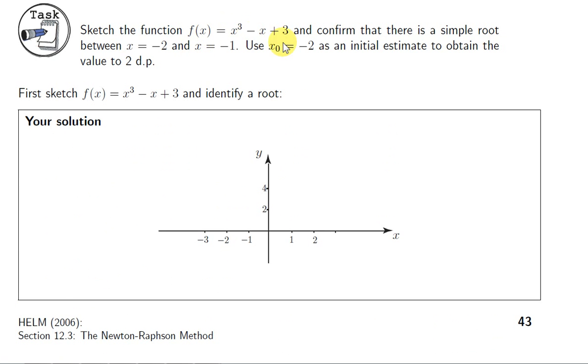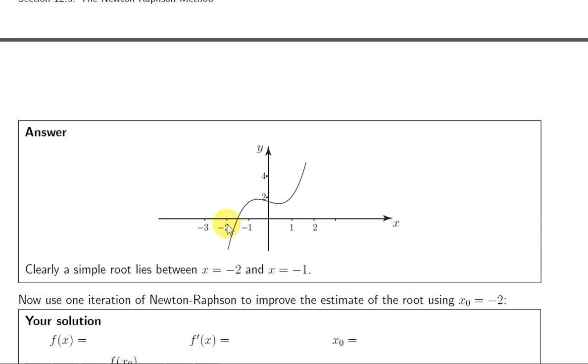Let's look at the function x cubed minus x plus 3. Now we see that there's a simple root between minus 2 and minus 1, because f of minus 2 is negative, whereas f of minus 1 is positive. So the function changes sign from x equals minus 2 to x equals minus 1. Now, from the previous video we know a simple root is a root for which the derivative is not 0. So you can see the tangent to the curve at this root is not horizontal.